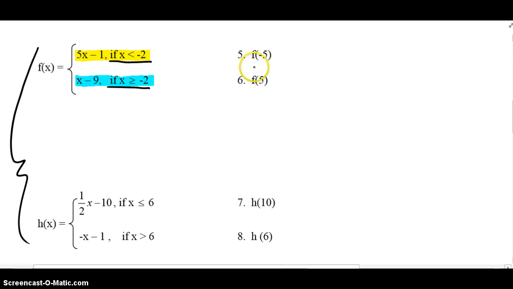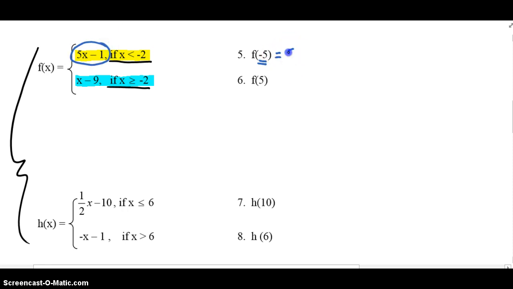So let's try number 5. It says f of negative 5. So what we need to ask ourselves is, is negative 5 less than negative 2, or is negative 5 greater than or equal to negative 2? Well, negative 5 is a more negative number than negative 2, which means it is less than negative 2, so we're going to use this equation.